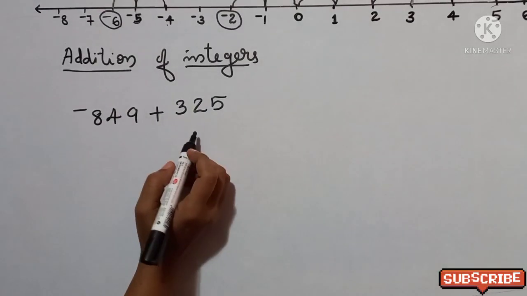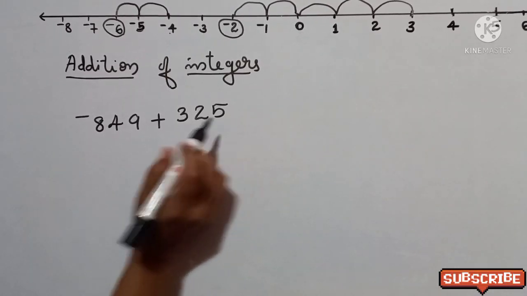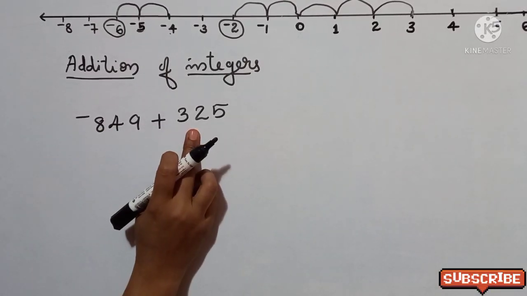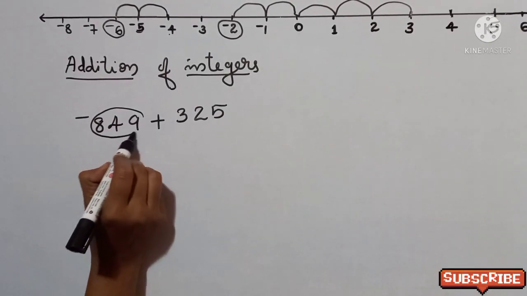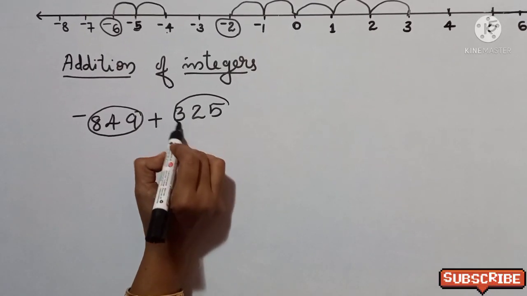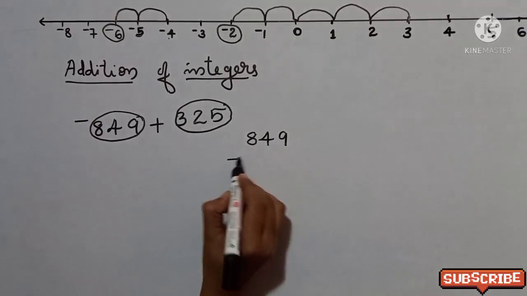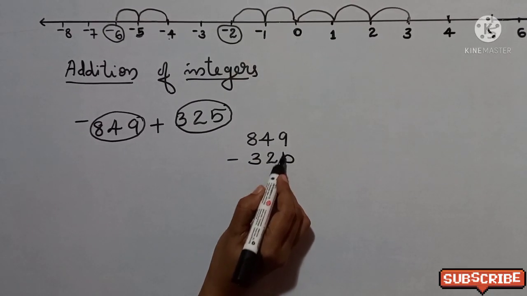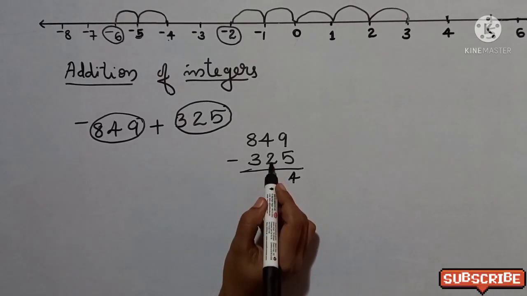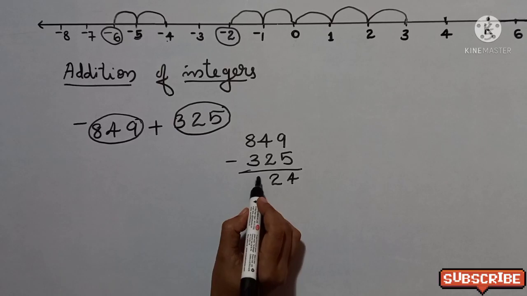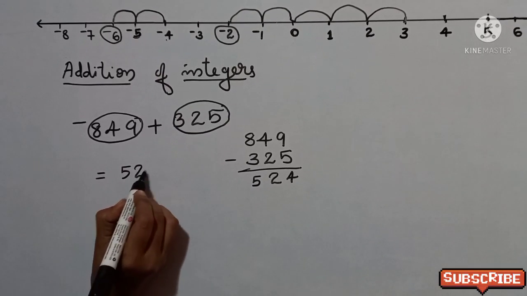Let us see another example. Here it is minus 849 and 325. Here one is negative and another one is positive. Here also we have to find the difference between these numbers. Here 849, 325. 849 is the larger number minus 325. Subtract it. 9 minus 5 is 4. 4 minus 2 is 2. 8 minus 3 is 5. We have got 524. Write 524 here.